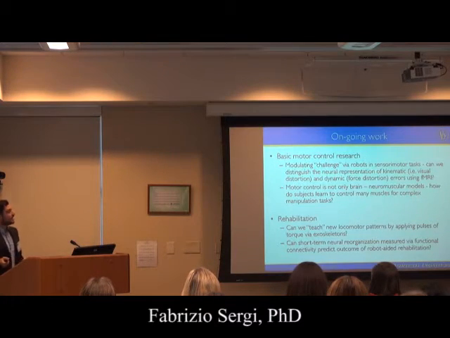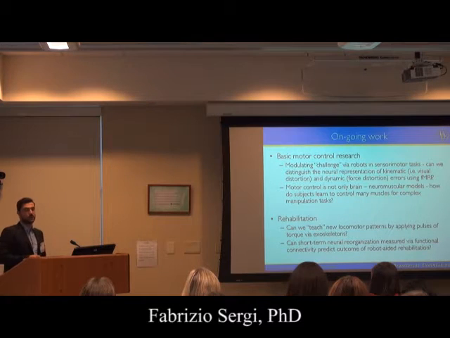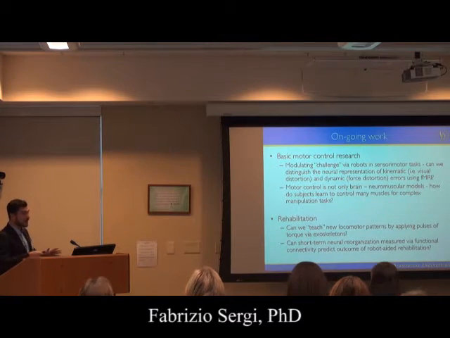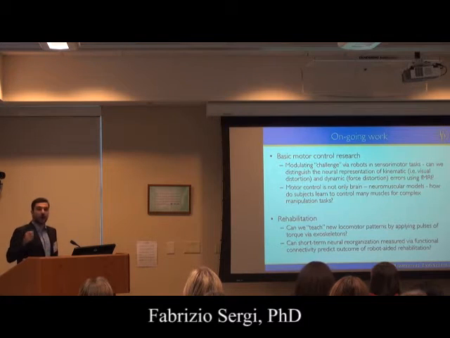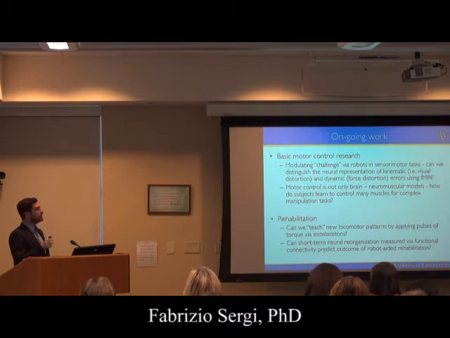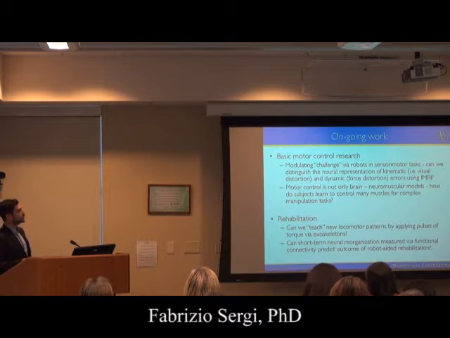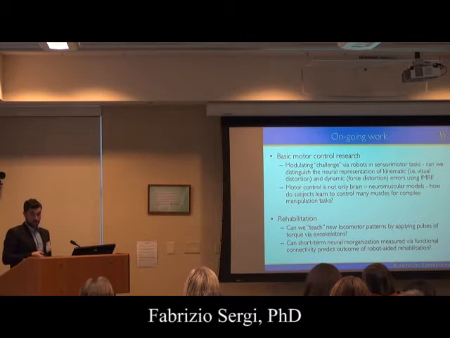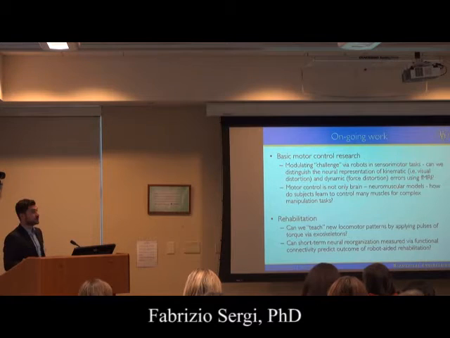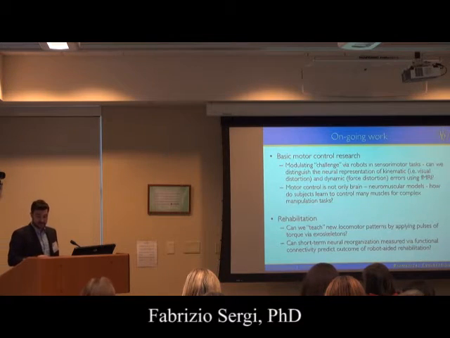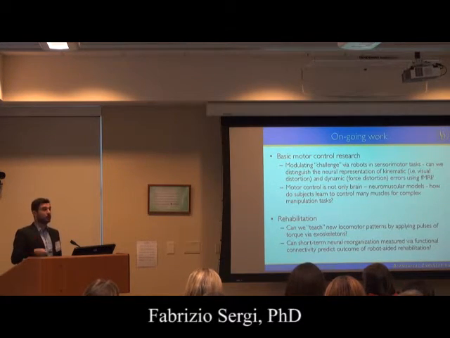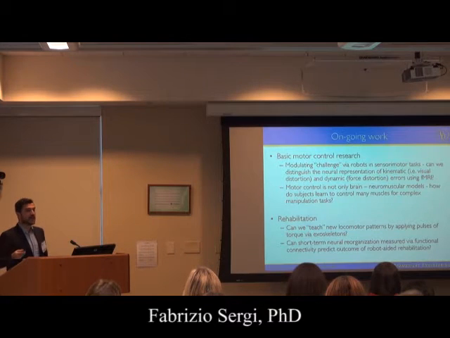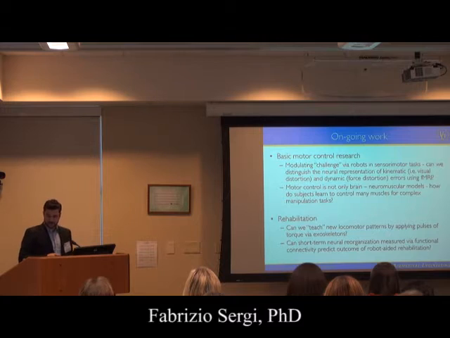Okay, I want to leave time for some questions, just to finish with an overview of some of the research activities that we do in my lab at the University of Delaware. Our research is split into two areas. One is really basic motor control research. As I said, we want to modulate challenge via robots using sensorimotor tasks, and ask: can we distinguish between the neural representations of different tasks, which means of different controllers that promote neurorehabilitation?